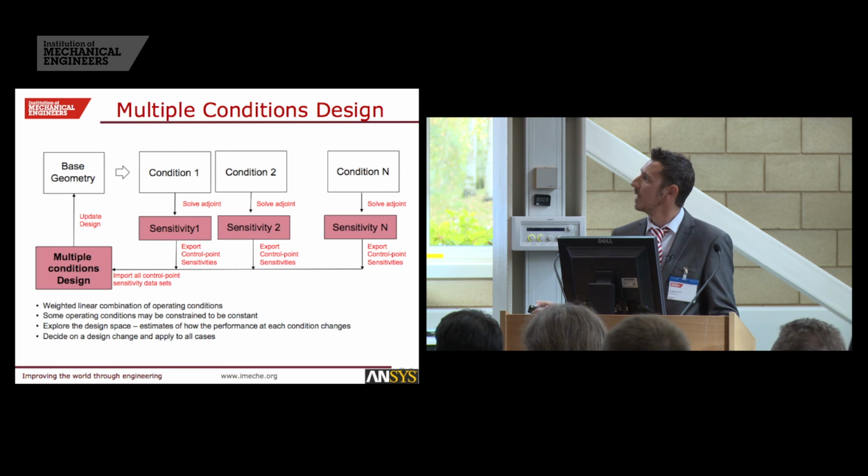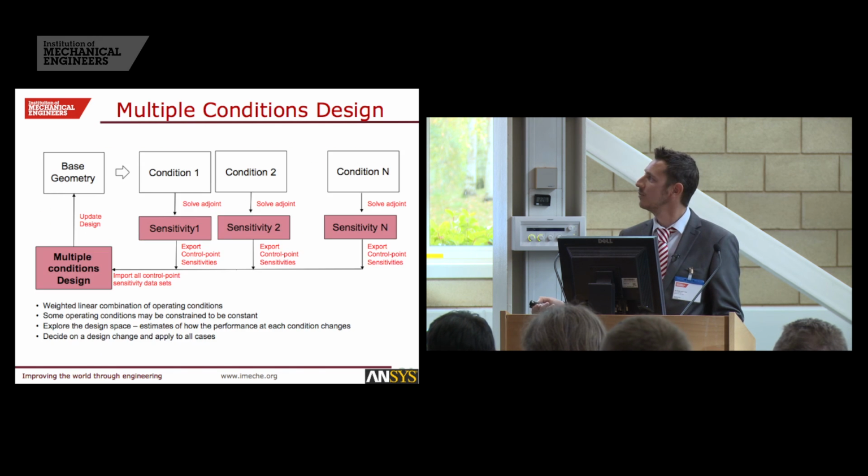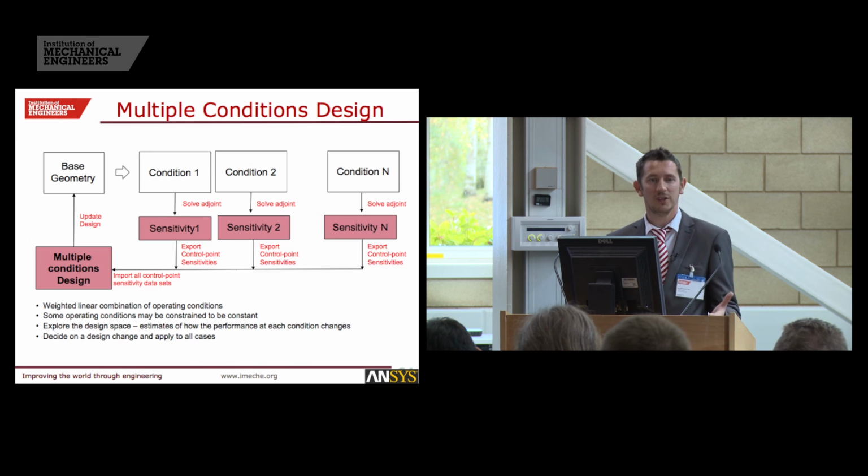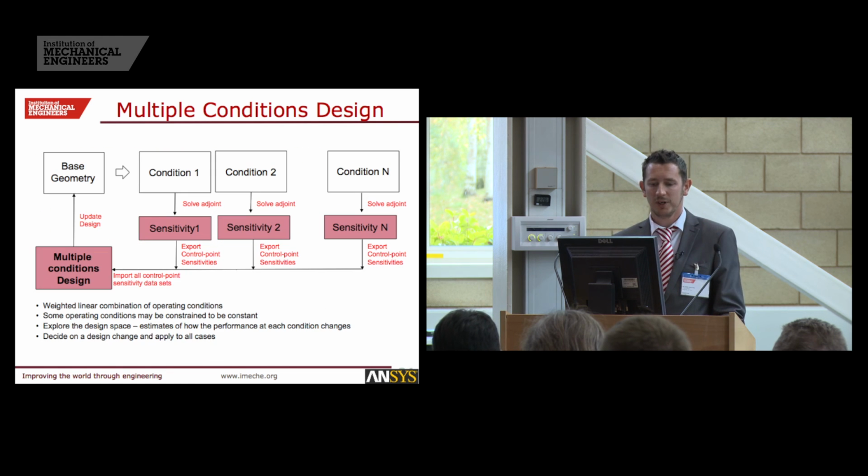But essentially we have a base geometry and we have multiple conditions. And we can take the sensitivity data from each of these conditions simply by exporting the sensitivity data file and combining them into a single multiple conditions case, or a case that considers multiple conditions. And that can be done by a weighted combination of all of the operating conditions that's visible by the geometry.